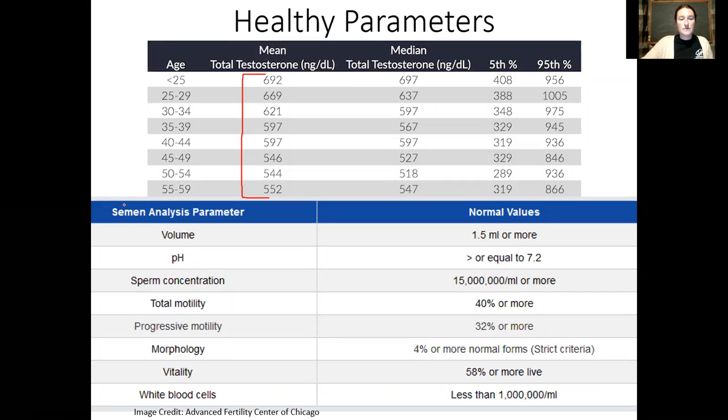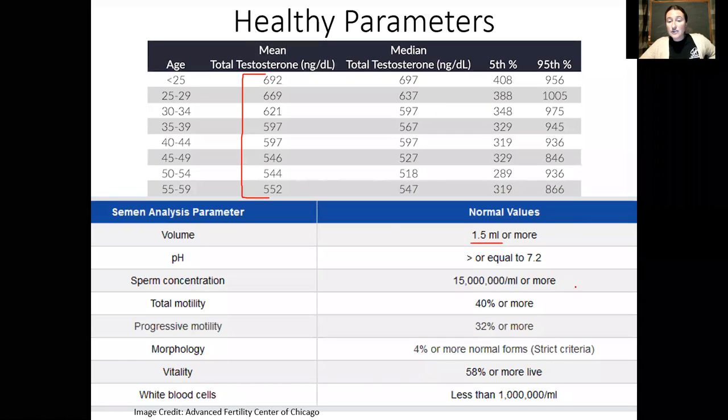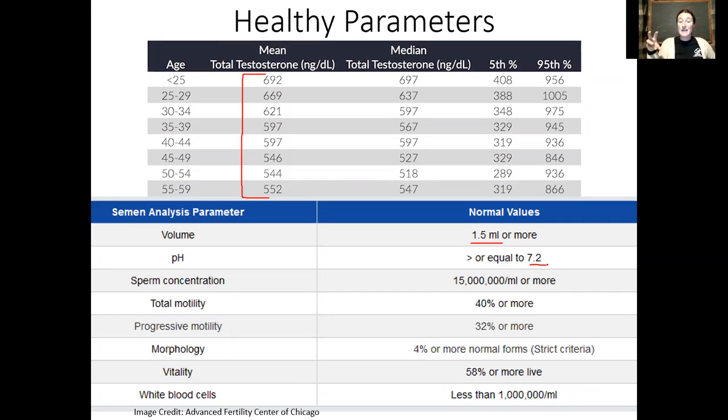All right, so some seminal content, the contents of semen. The volume is generally 1.5 milliliters or more. The pH is a little bit alkaline because sperm really like an alkaline environment. Keep that in mind because pretty much the entire female reproductive system is very acidic. And so the semen has to actually change the pH of her internal environment in order to promote longevity in the sperm. Okay.